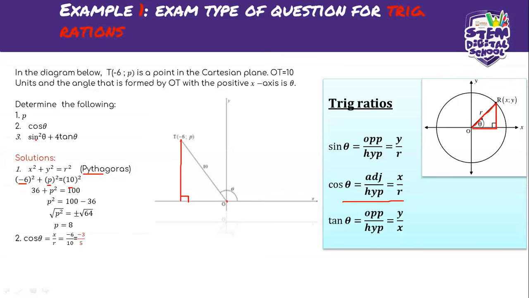Number 3, we have sine squared theta plus 4 tan theta, right? Now we know the trig ratio for sine theta. Don't be bothered by this squared. Just know your trig ratio for sine is y/r. In this case, it's (y/r) squared, we square that fraction, plus 4 tan theta.